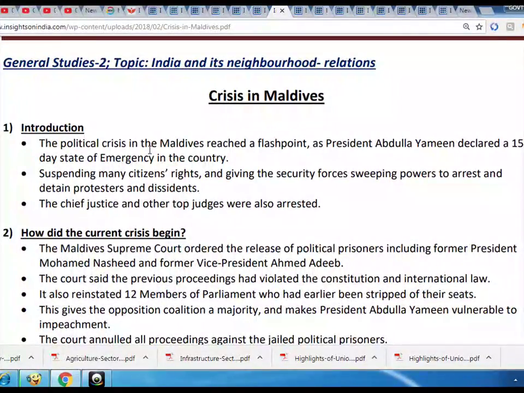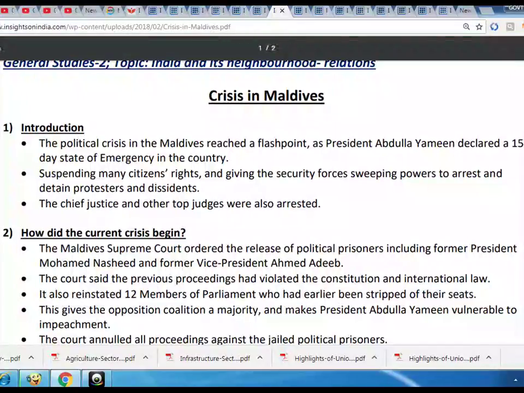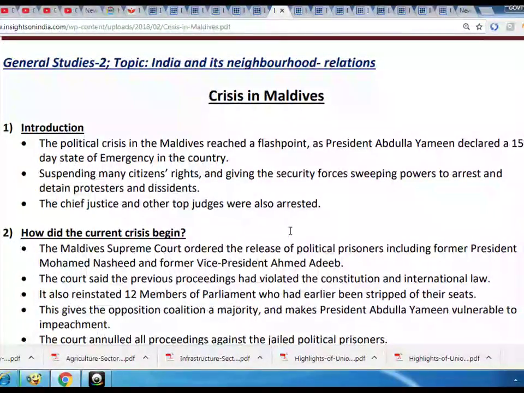www.insightsays.com. General Studies 2, topic: India and its neighborhood relations, crisis in Maldives. 1. Introduction. The political crisis in the Maldives reached a flashpoint as President Abdullah Yameen declared a 15-day state of emergency in the country, suspending many citizens' rights and giving the security forces sweeping powers to arrest and detain protesters and dissidents. The Chief Justice and other top judges were also arrested.